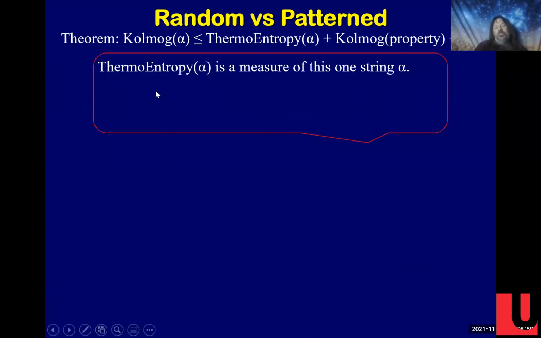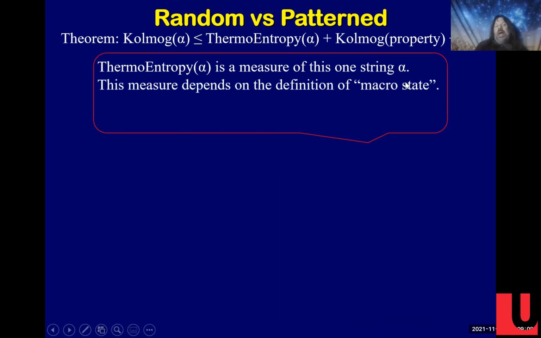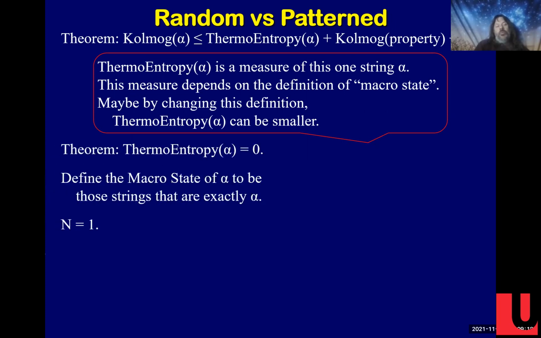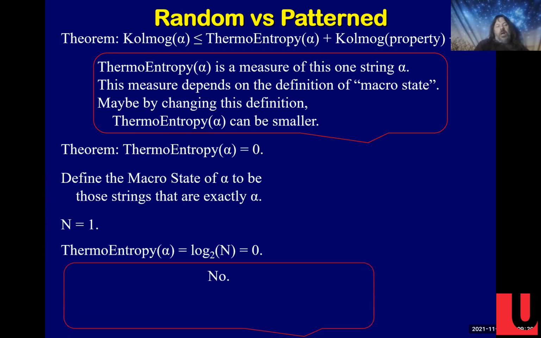And so the point here is that this thermodynamic measure of this one string somehow tells me how random the string is. And this just says we can go the other direction.